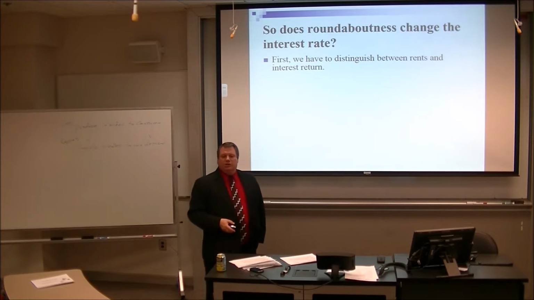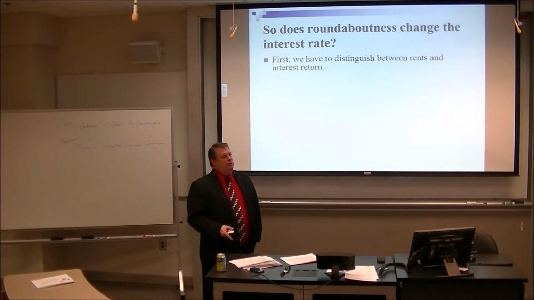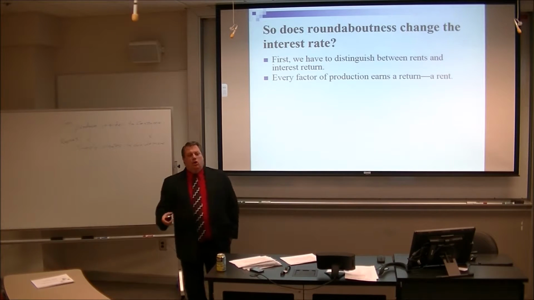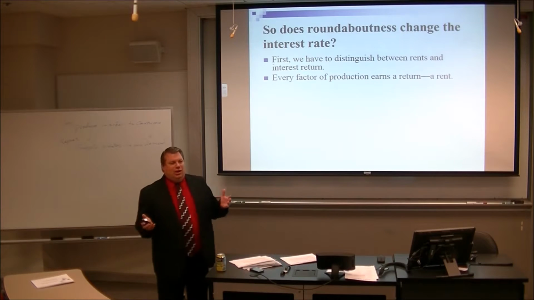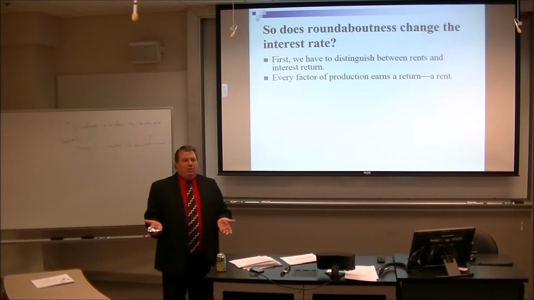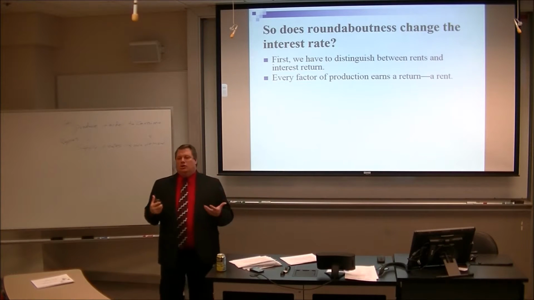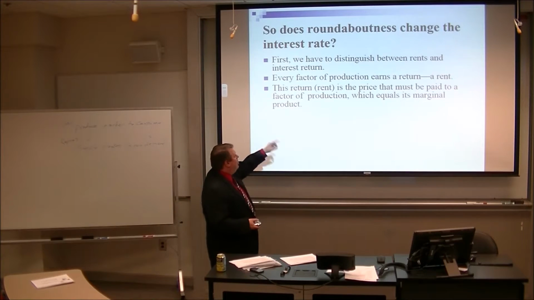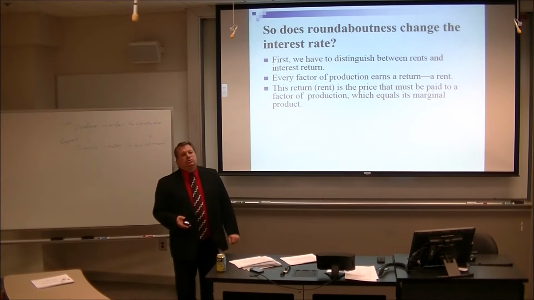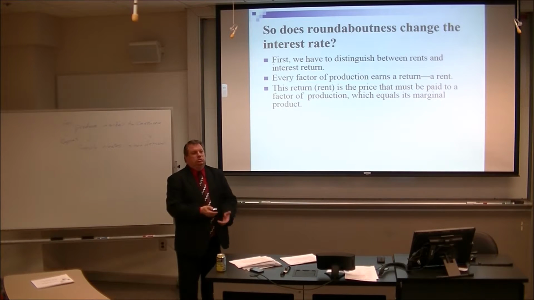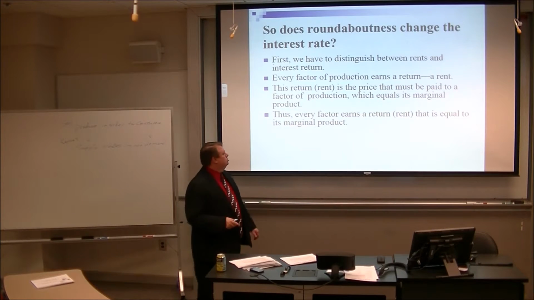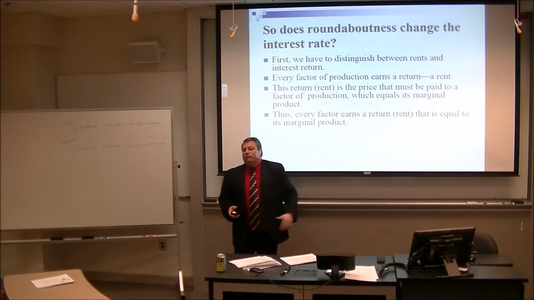Well, first thing we need to do is make this distinction between rents and interest. Okay. What's a rent? Well, every factor of production earns a return. That's what we call rent. Now, it's a terrible term, right? Because you think rent, you think, I gotta pay the rent for my apartment. No, we're just talking about the rate of return on factors of production. So the return, right, the rent, is the price that has to be paid to a factor of production, which equals its marginal product. So every factor then earns a rent or return that is equal to its marginal product in equilibrium.